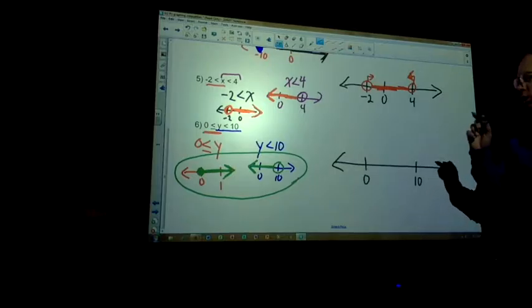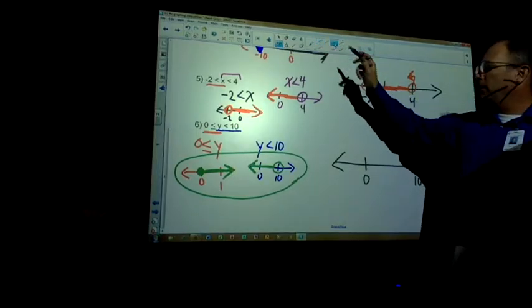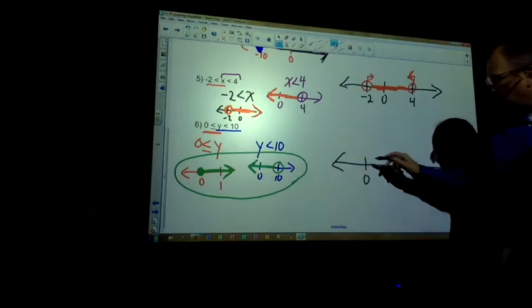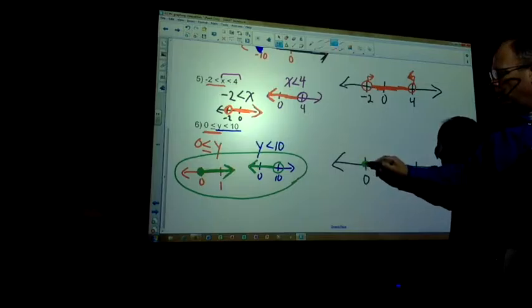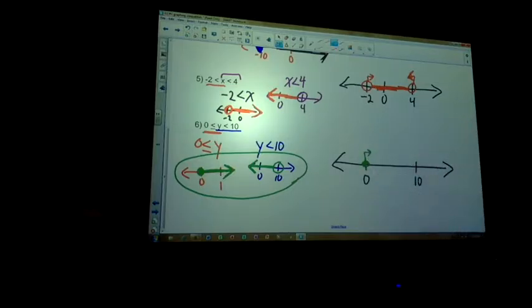I mean, it's all things. So do I have a solid dot or an open dot at 0? Solid. Okay? And which way did I shade on this one? To the right. So I'm just going to draw in for right now just to tell us we're going to go that way. Okay? Is that all right?